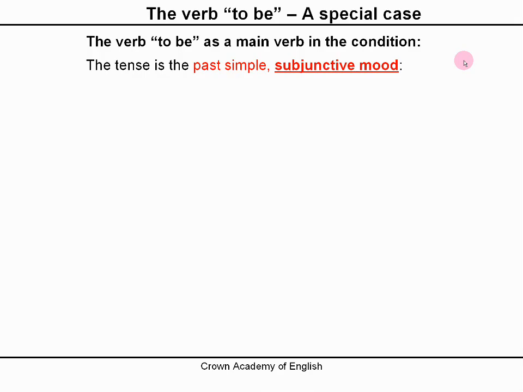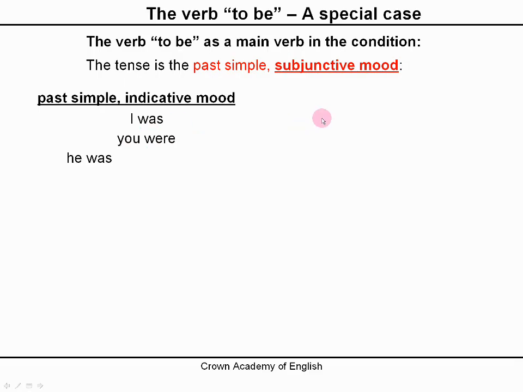Let's look at the verb to be, the past simple, in the indicative mood. So this is the normal past simple of the verb to be. You should already know this. I was, you were, he was, she was, it was, we were, you were, and they were. Okay, so this is the normal past simple of the verb to be.